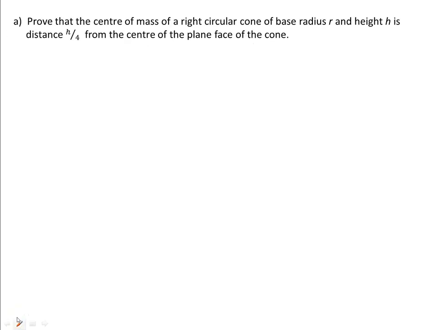For the first part of our final example, we have to prove that the centre of mass of a right circular cone of base radius r and height h is distance h over 4 from the centre of the plane face of the cone.